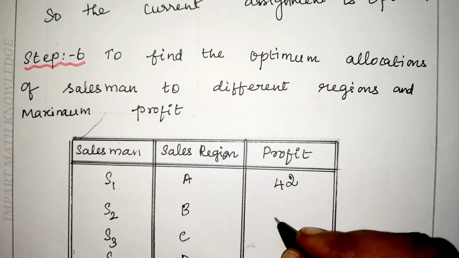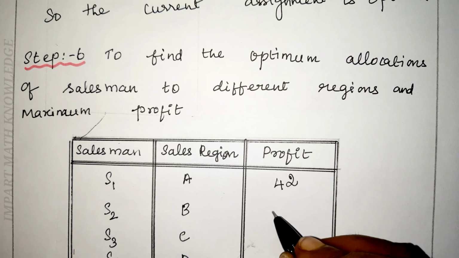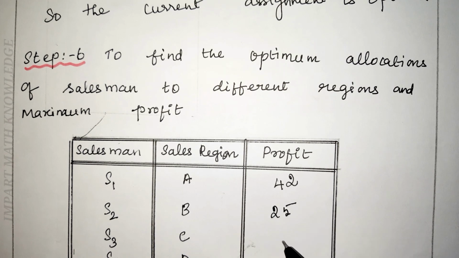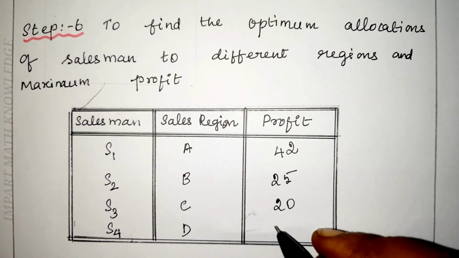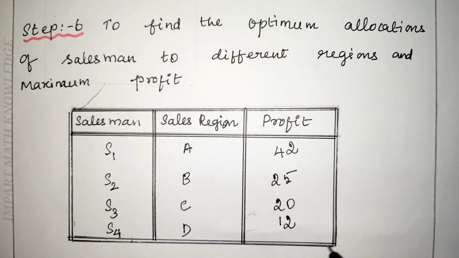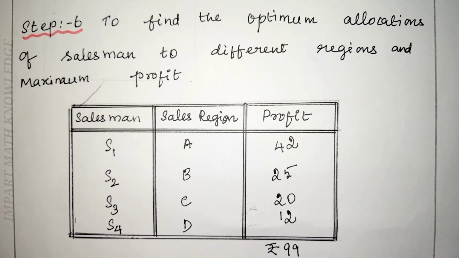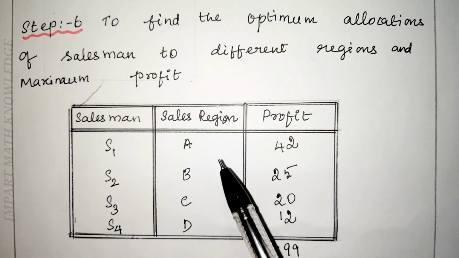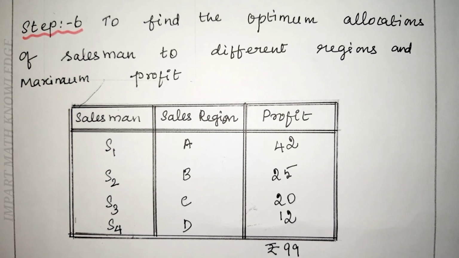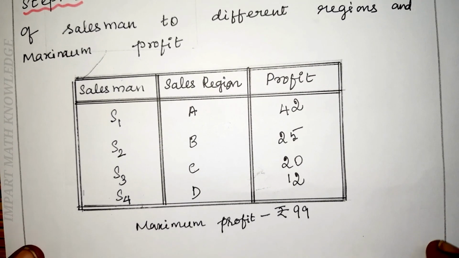Profit is 42, 25, 20, 12. If you add this, you will get 99. The maximum profit is 99 crores. Using the assignment technique, we can assign a right salesman to right region to get the maximum profit. The maximum profit is 99 crores.